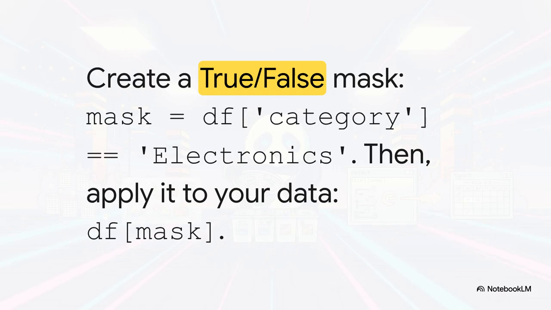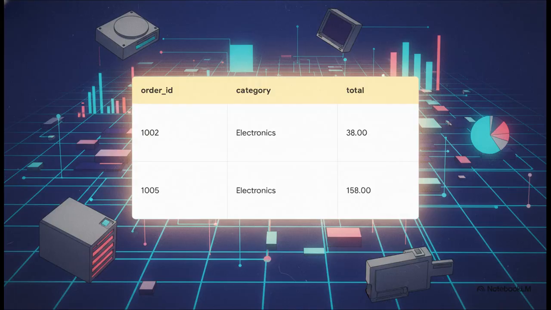If yes, it marks it true. If no, it marks it false. Then we just pass that whole list of trues and falses, our sieve, right back to our data frame. And boom, just like that. Only the rows that were marked true get to pass through. We've instantly filtered our entire dataset down to just the electronics sales. This fundamental pattern is something you will use over and over and over again.